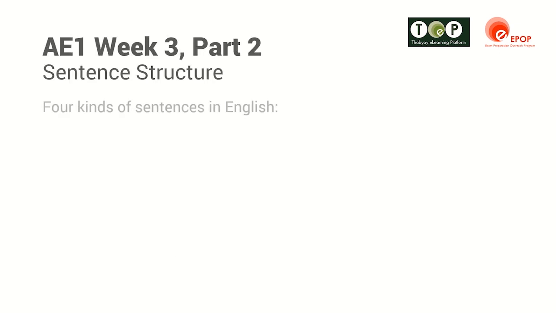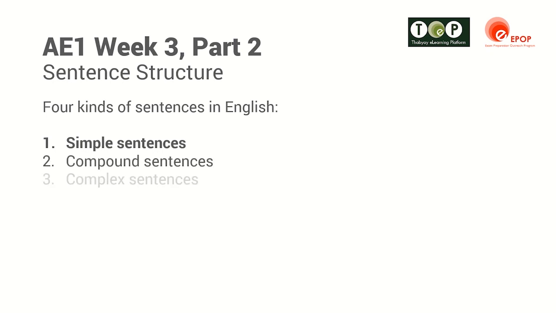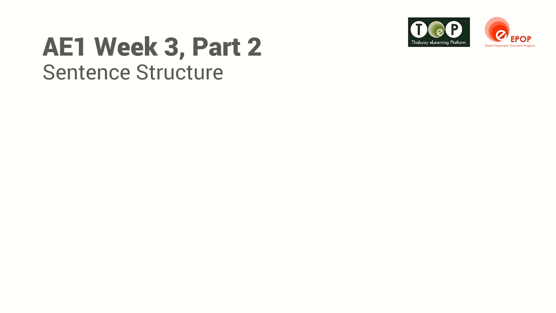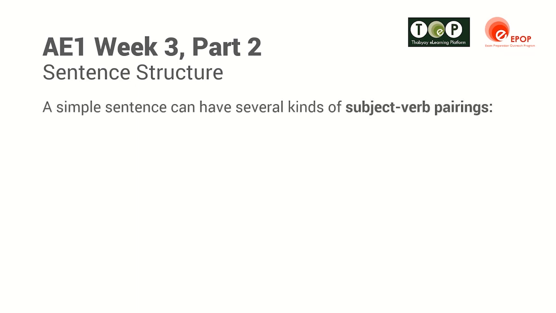So there are four kinds of sentences in English. There are simple sentences, compound sentences, complex sentences, and compound complex sentences. But in this video, we're going to focus on simple sentences. And a simple sentence has at least one subject-verb pair. And these subject-verb pairings can have several possible formulas or several kinds. So, for example, the first sentence we looked at, Chitsu ate a mango, has one subject and one verb. It is a subject-verb formula.